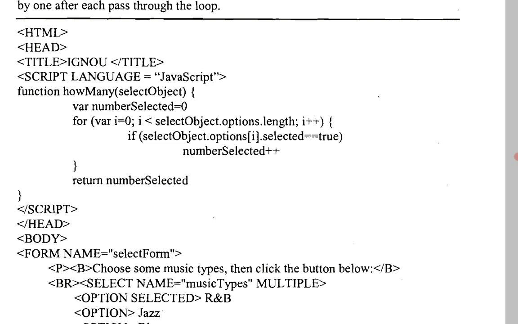script tag. So, how to write JavaScript in an HTML page? By using the script tag. So, the syntax is very simple: script language equals, within quotes, JavaScript, and function howManySelected. So, this is the JavaScript code, simply using a for loop.